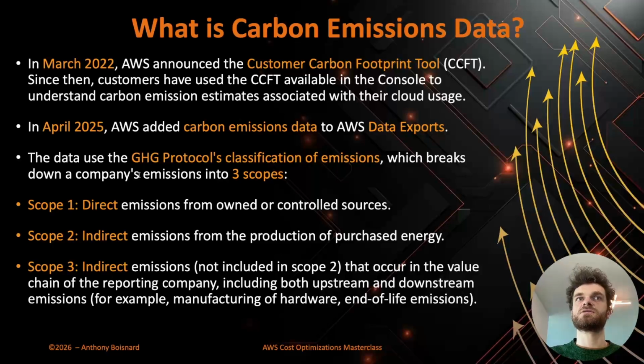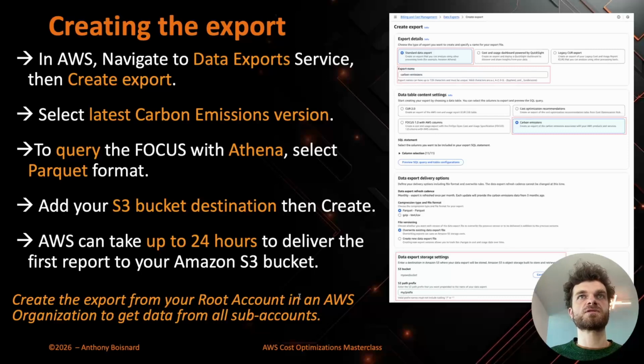So the data uses the GHG protocol's classification of emissions, which breaks down a company's emissions into three scopes. Scope 1, direct emissions from owned or controlled sources. Scope 2, indirect emissions from the production of purchased energy. And scope 3, indirect emissions that are not included in scope 2, such as, for example, manufacturing or hardware end-of-life emissions.